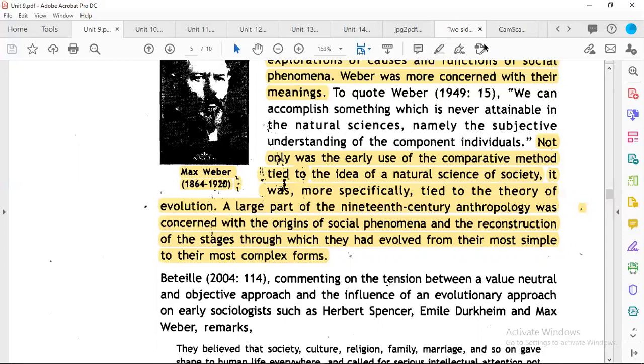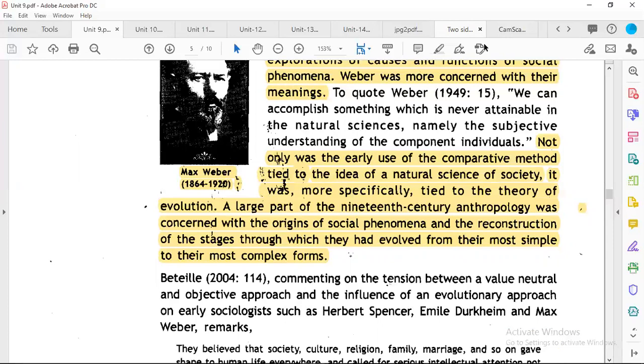So here we get another point. We already read about evolutionary theory. What is evolutionary theory? Evolutionary theory is a theory which is concerned with the origins, transformations, and change of a specific society.